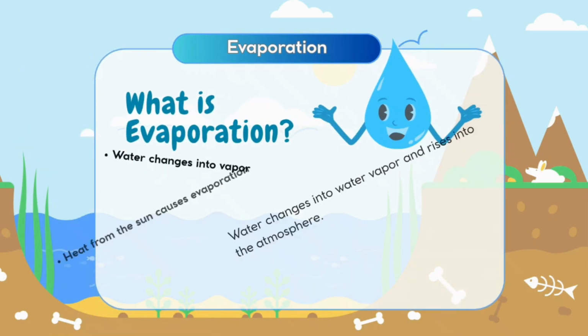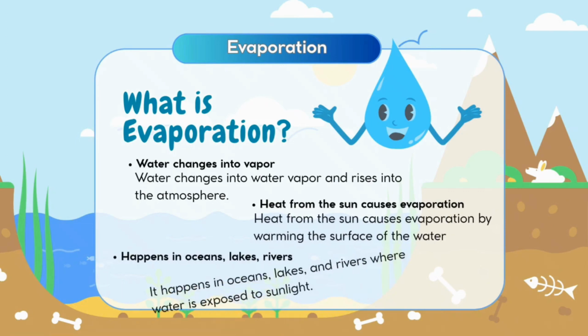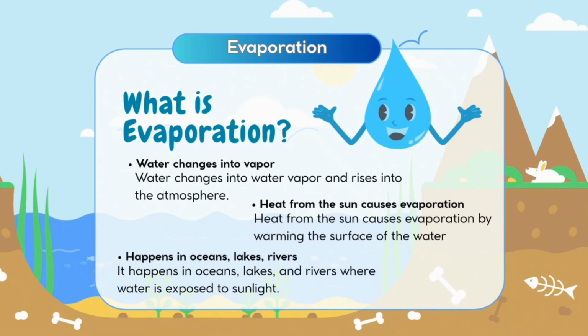What is evaporation? Water changes into water vapor and rises into the atmosphere. Heat from the sun causes evaporation by warming the surface of the water. It happens in oceans, lakes, and rivers where water is exposed to sunlight.